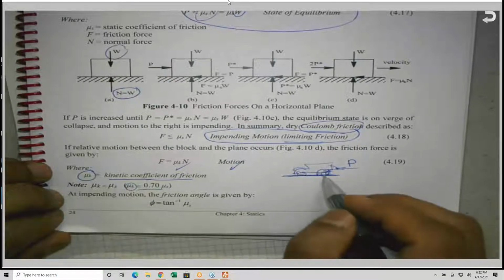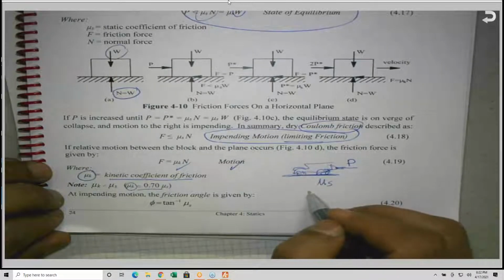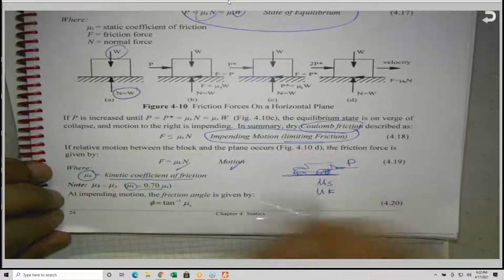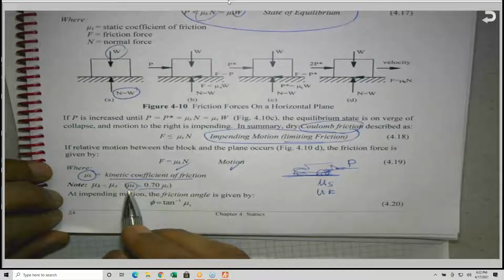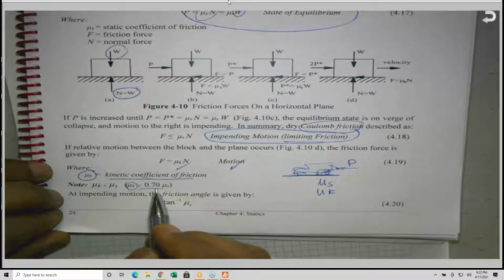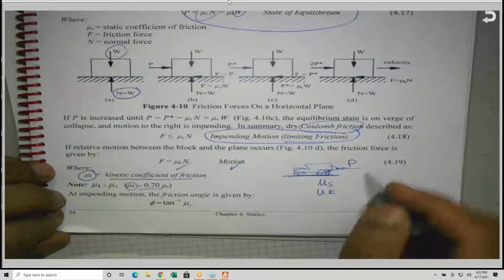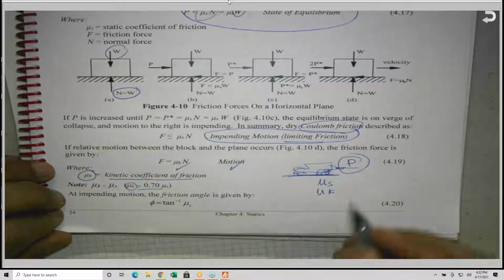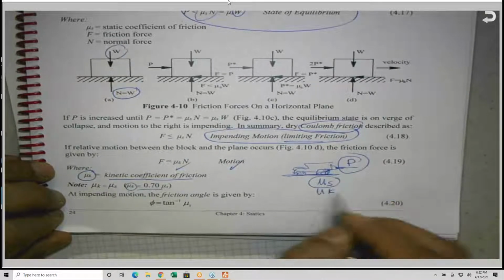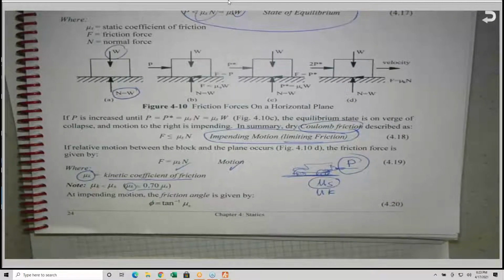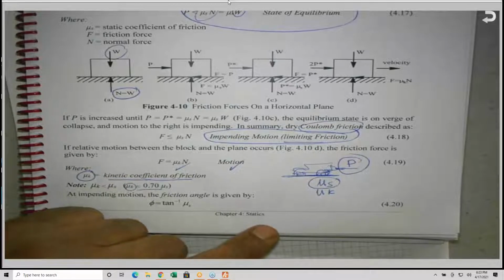Why? Because at the beginning it was mu sub s. When the car starts to move, the coefficient of friction is equal to mu sub k. But since mu sub k is less than mu sub s, I will be able to keep pushing the car. So it takes too much force from me to overcome mu sub s, but the moment the car starts to move, you will find that I need less force because mu sub k is less than mu sub s.